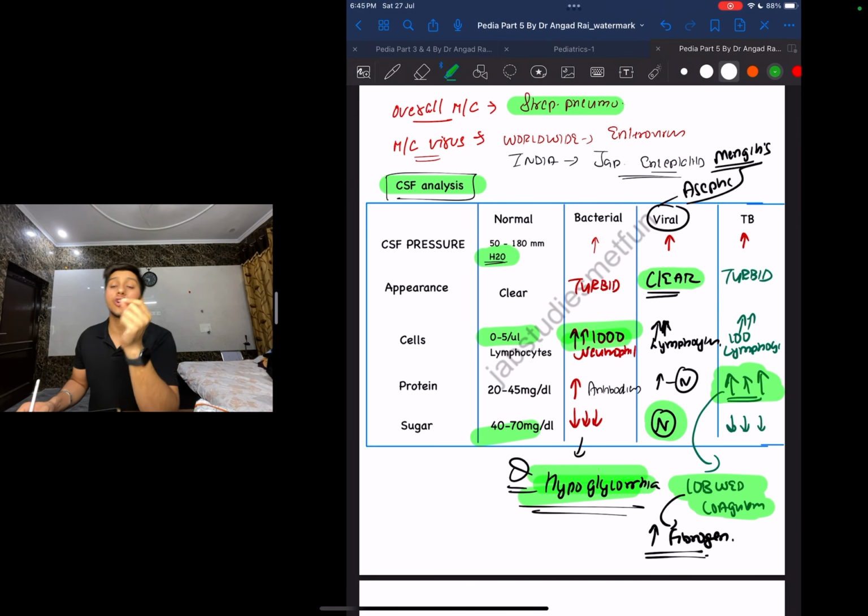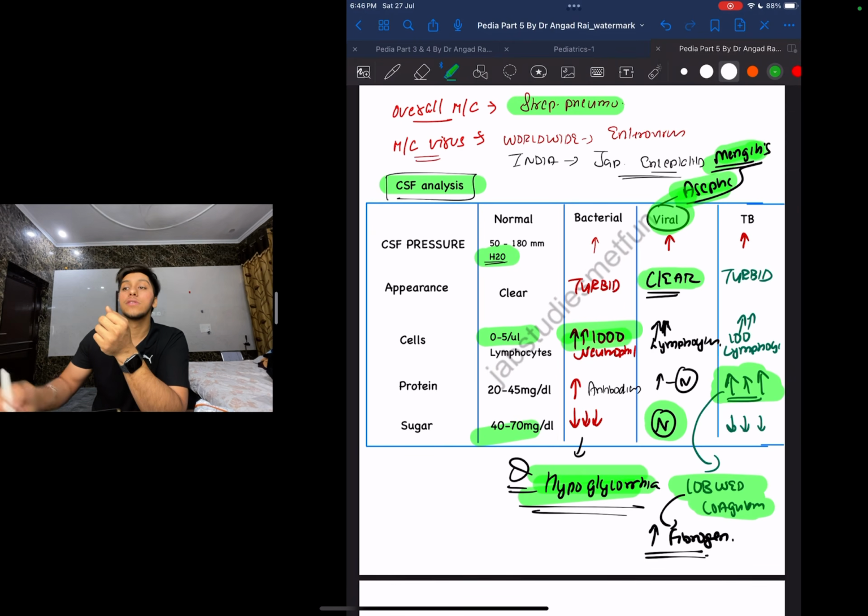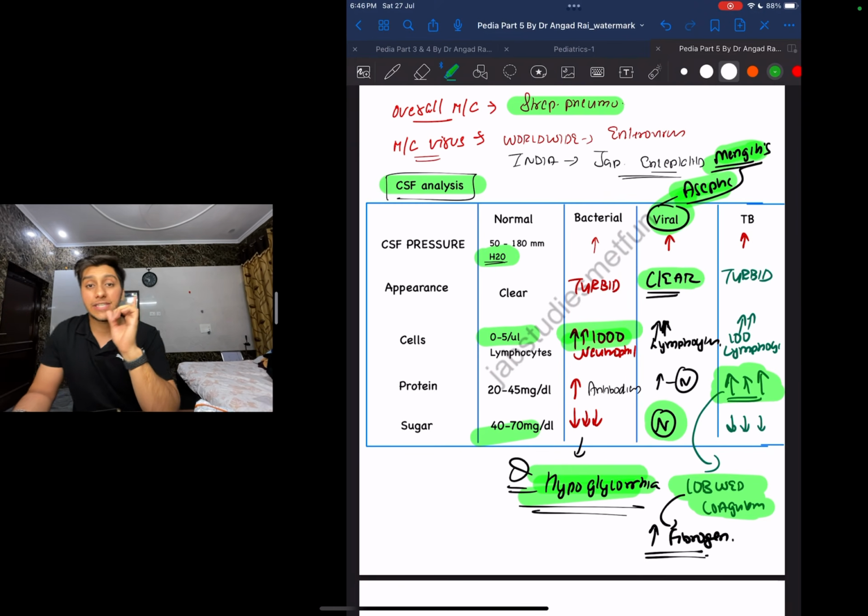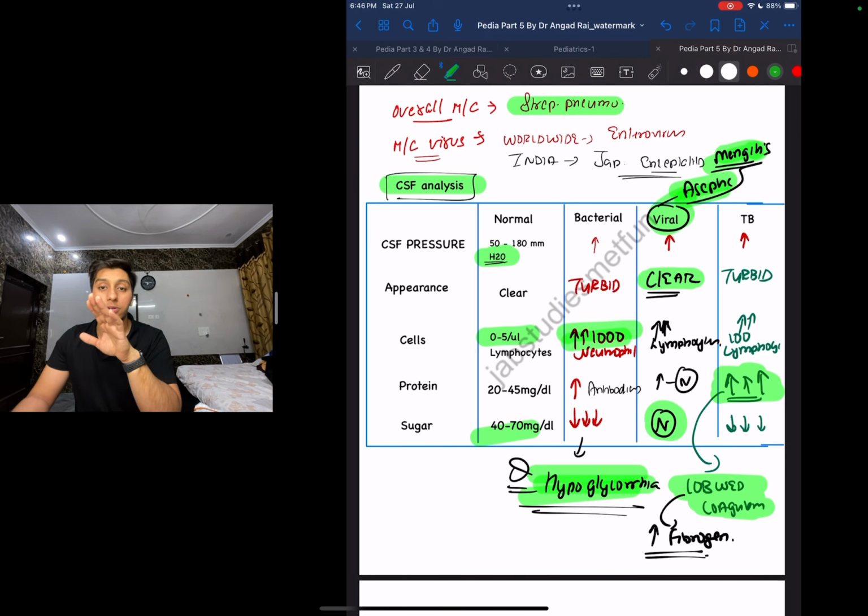Okay, let's talk about viral, guys. In the viral one, you need to know CSF pressure is high, appearance is going to be clear. Cells are going to be elevated, that is going to be lymphocytes. Remember, guys, viral meningitis is also known as aseptic meningitis. Protein levels are going to be mildly increased or normal, and sugar, very important to differentiate this, sugar in viral meningitis is going to be normal because they don't feed on it, while in bacterial and in TB the sugar is going to be low.